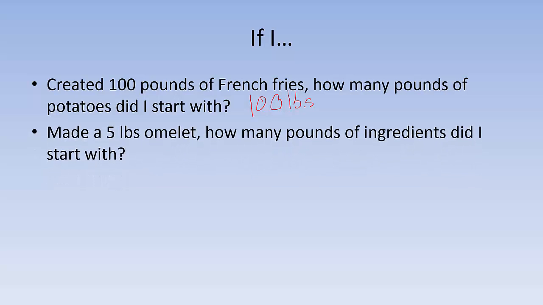If I made a 5 pound omelet, what an omelet that would be, how many pounds of ingredients did I start with? Whether it was cheese, sausage, bacon, ham, I guess you could have some vegetables in there too, maybe some peppers. If the omelet weighed 5 pounds, how much ingredients did I start with? 5 pounds, right? You can't make a 5 pound omelet with 4 pounds of ingredients.